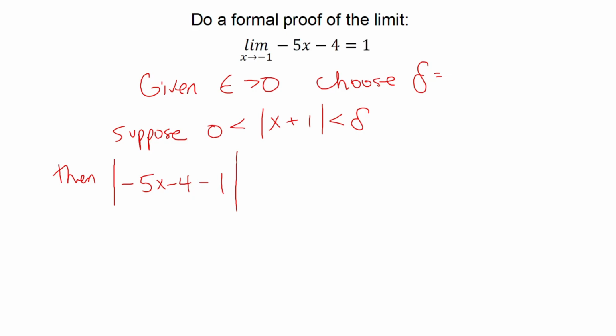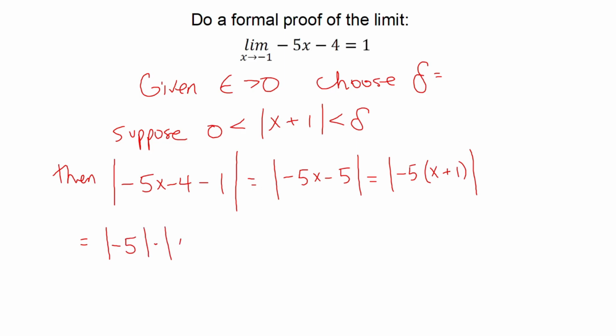And so we'll simplify what's inside the absolute value into negative 5x minus 5. And then we'll recognize that we can factor a negative 5 out of that, giving us negative 5 times x plus 1 inside the absolute value. And just like in the last problem, we can separate that into two different absolute values. And of course, this time, the absolute value of negative 5 is positive 5. So we have 5 times the absolute value of x plus 1.